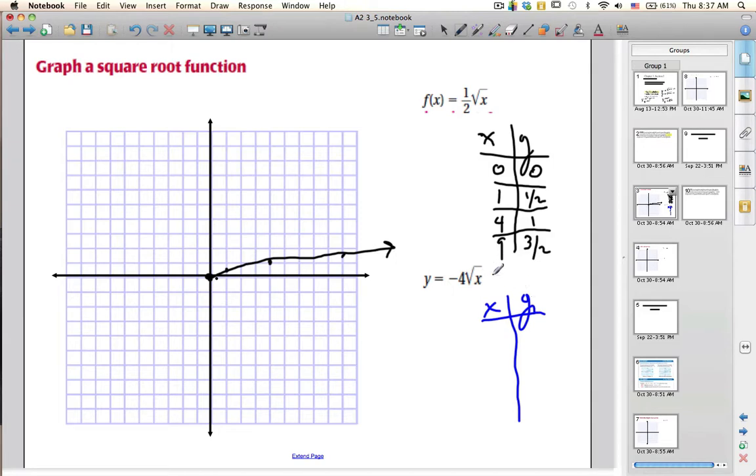Now I'm still taking the square root of x, so I'm still going to pick perfect squares, 0, 1, 4, and 9. That's one nice thing, is that I'm going to pick the same inputs every time for my square root functions. I'm going to pick the 4 smallest perfect squares that I know.